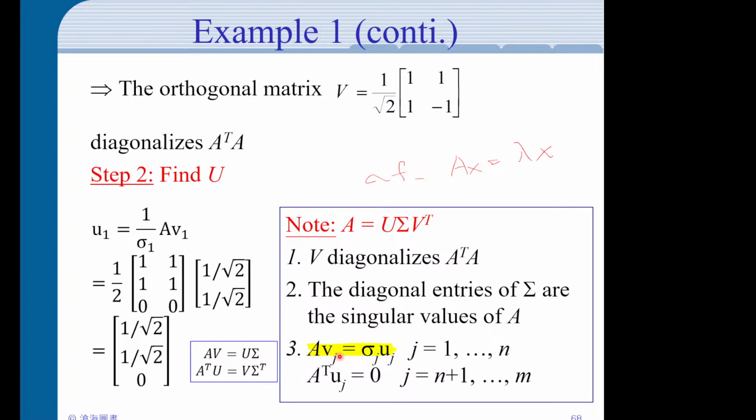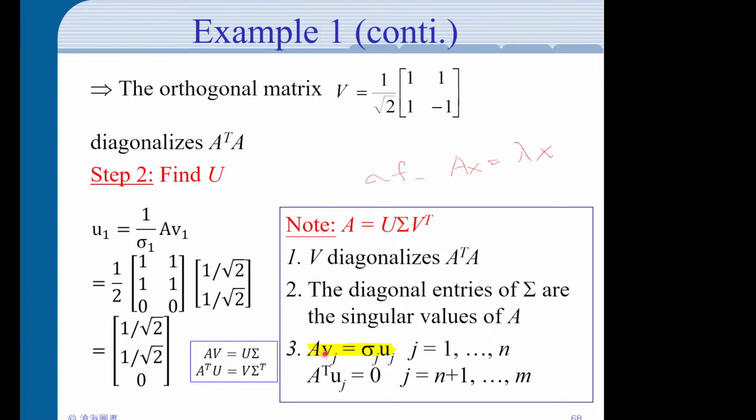We get that A times v equals sigma times u. So this is the relationship between singular vector and singular value. You have pairs: this Vj, Uj pair, and A times Vj will turn into Uj, but multiplied by some singular value sigma.